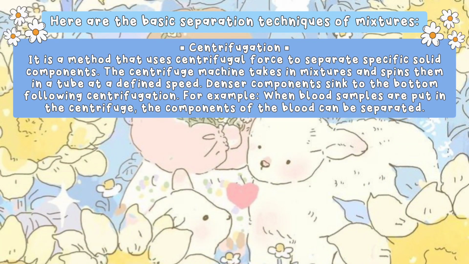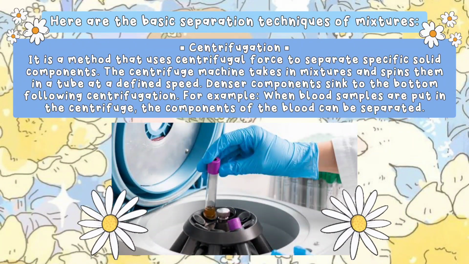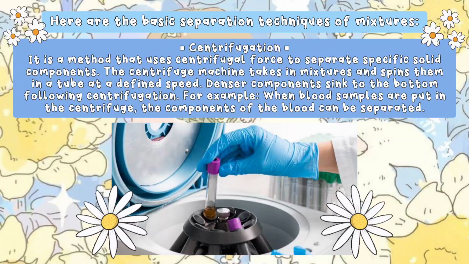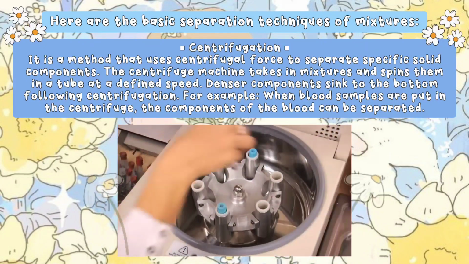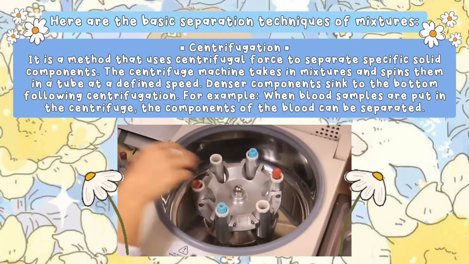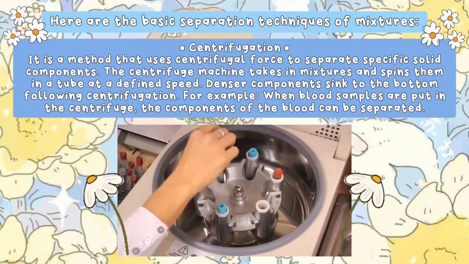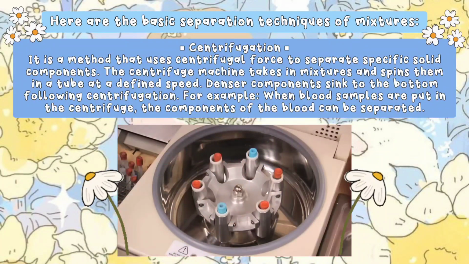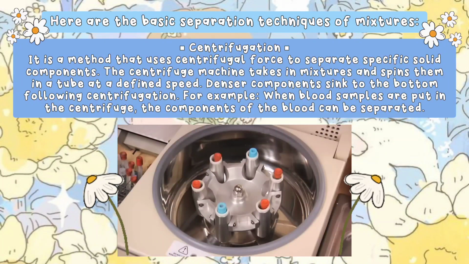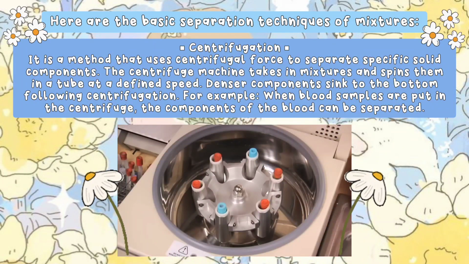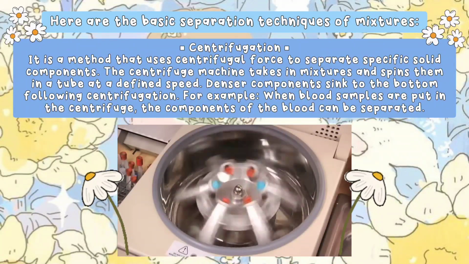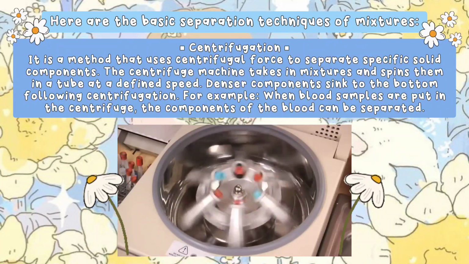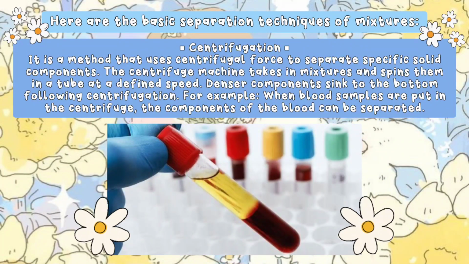Centrifugation. It is a method that uses centrifugal force to separate specific solid components. The centrifuge machine takes in mixtures and spins them in a tube at a defined speed. Denser components sink to the bottom following centrifugation. For example, when blood samples are put in the centrifuge, the components of the blood can be separated.